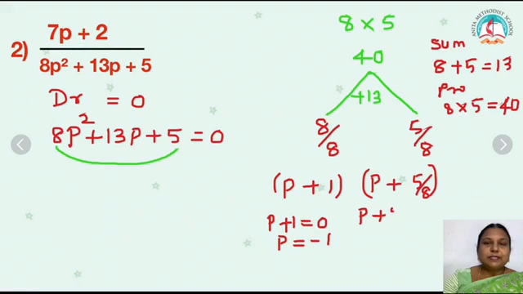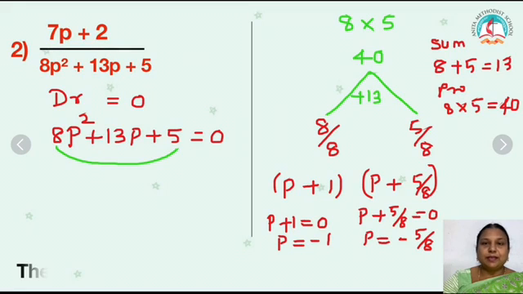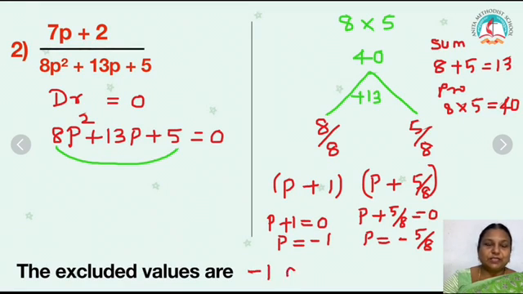So p is equal to minus 1, plus 1 moved to the other side becomes minus. So p plus 5 by 8 equal to 0, plus 5 by 8 moved to the other side becomes minus 5 by 8. So I will get the excluded values minus 1 and minus 5 by 8 for this rational expression. Okay children, so you have to write the excluded values are minus 1 and minus 5 by 8.